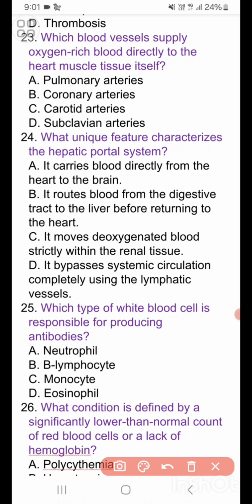Which blood vessels supply oxygen-rich blood directly to the heart muscle tissue itself? Coronary arteries. What unique feature characterizes the hepatic portal system? It routes blood from the digestive tract to the liver before returning to the heart. Which type of white blood cell is responsible for producing antibodies? B lymphocyte.